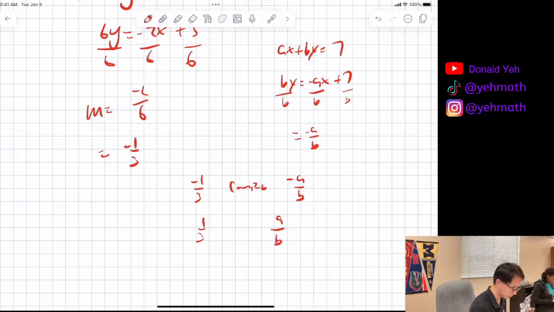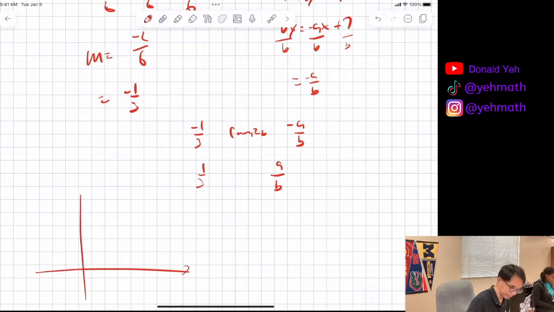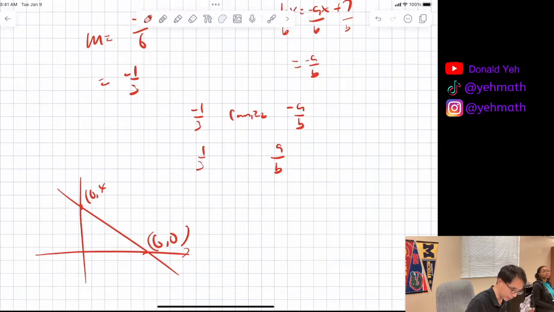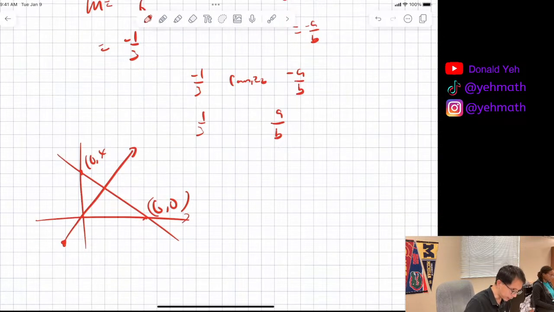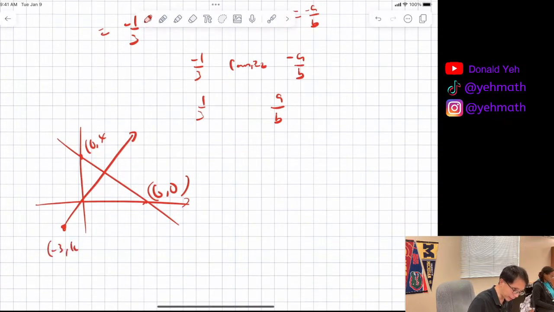Brendan? 6. Oh, the one with, okay, yeah, that's a good one. First of all, there is a line, and this line goes through 6, 0 and 0, 4. Now, what's the difference from yesterday's homework question? The other line has to go through the origin, and it also goes through negative 3 comma k.